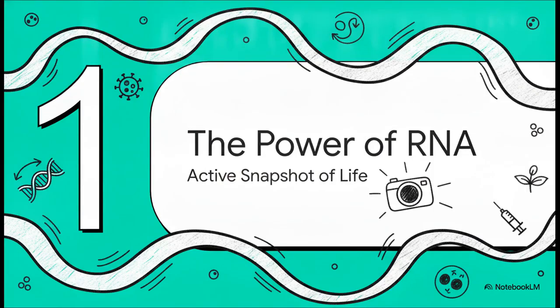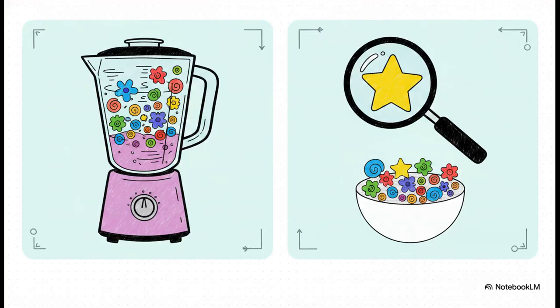Let's jump into Section 1, the power of RNA, the active snapshot of life. Unlike DNA, RNA changes rapidly. It reacts constantly to its environment, to diseases, to drug treatments, or just to different developmental stages. And because it changes so fast, it gives us a real-time snapshot of what a cell is up to right now.